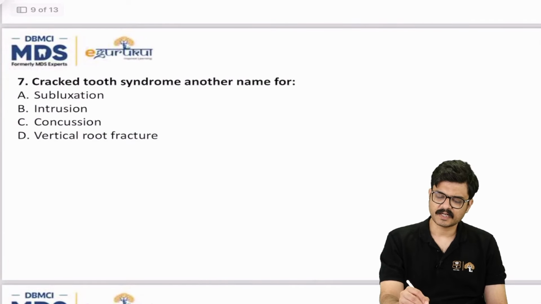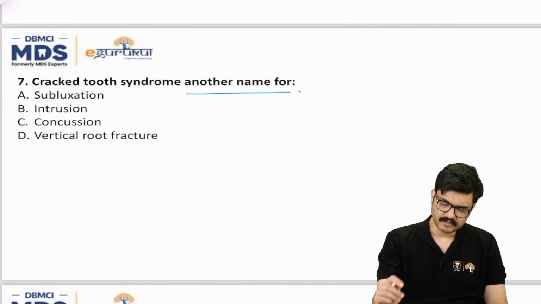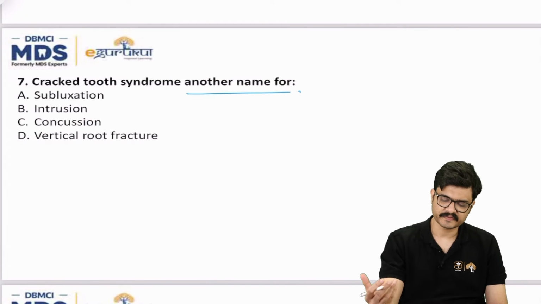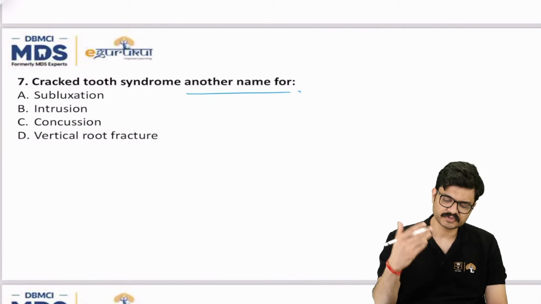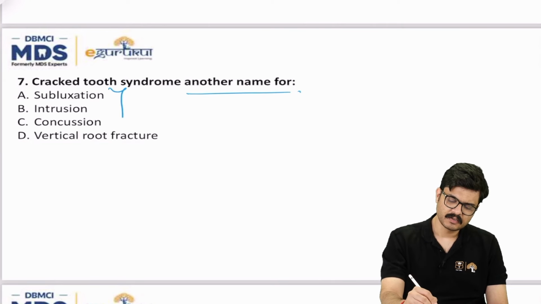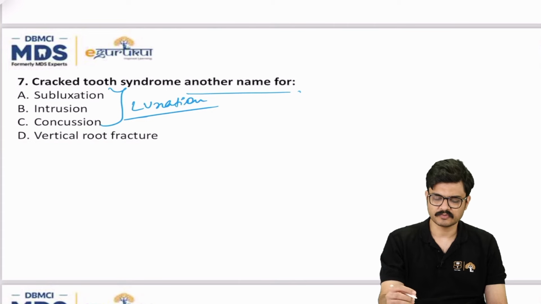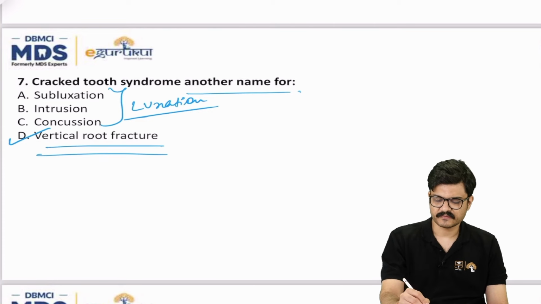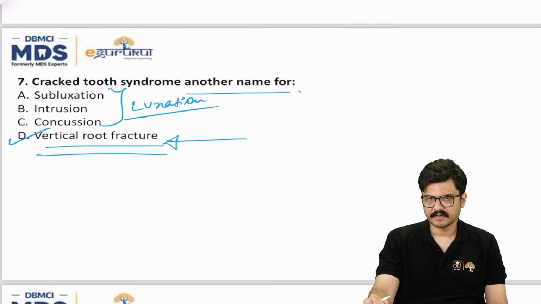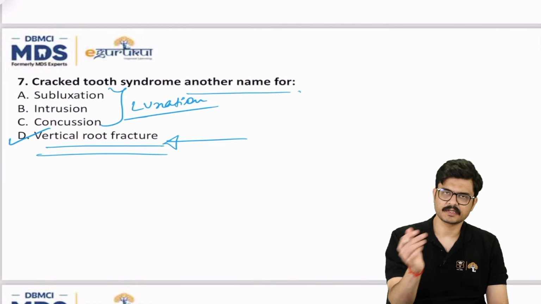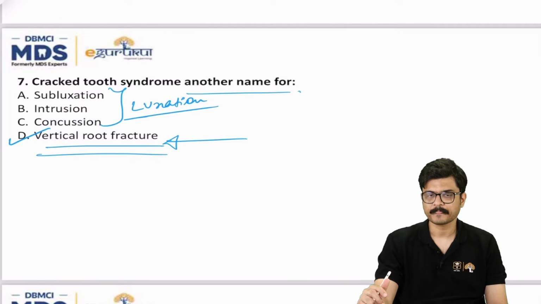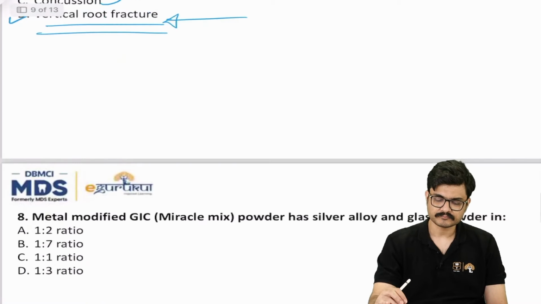Cracked tooth syndrome, another name. See, ideally, vertical root fracture is not cracked tooth syndrome, but the closest answer. Of course, subluxation, intrusion, concussion, these are all luxation injuries. They've got nothing to do with cracked tooth syndrome. So, of course, the answer is vertical root fracture, although this question is ill framed. Cracked tooth syndrome is separate from a vertical root fracture, but in this context, the closest answer is vertical root fracture. So the answer is D.